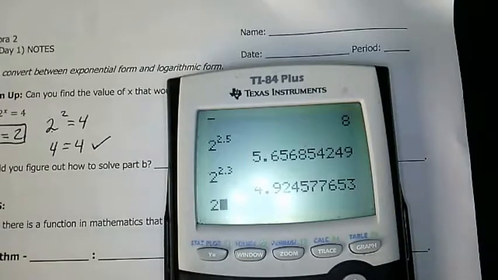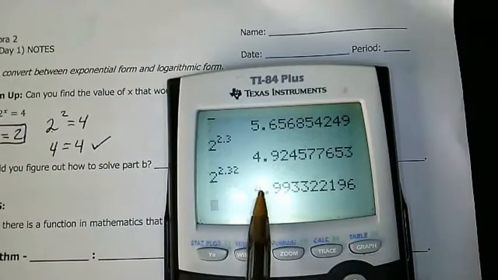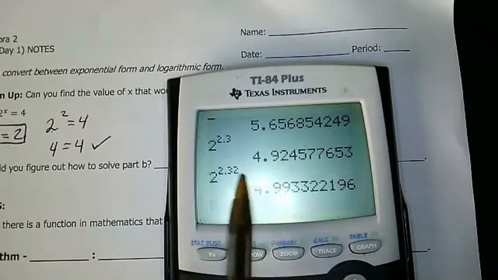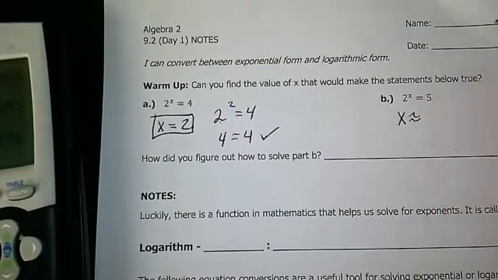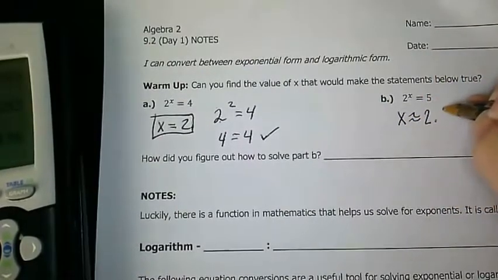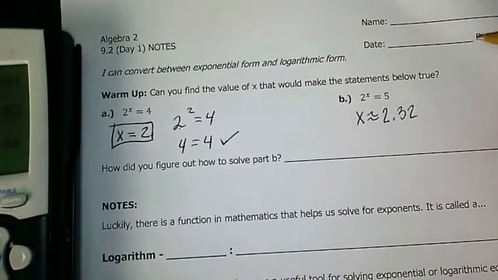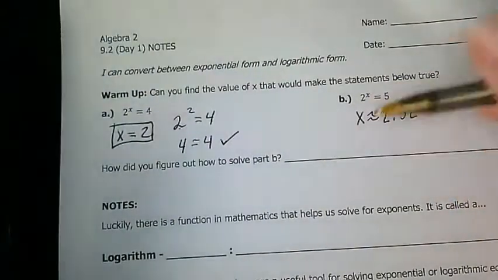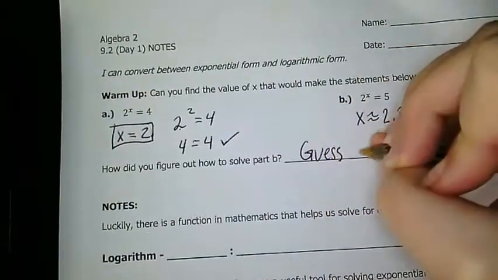So we have 2 to the 2.32. Okay, we're at 4.99. Now we could keep going on, but for right now, let's just say x is around 2.32. Okay, so how did you figure out how to solve part B? What we just did was a guess and check.